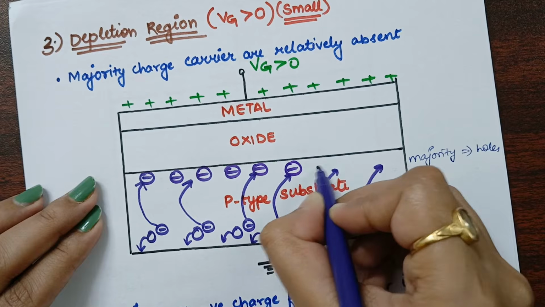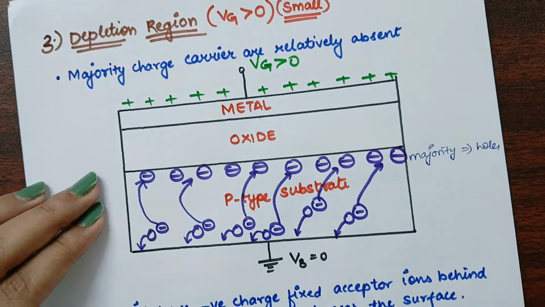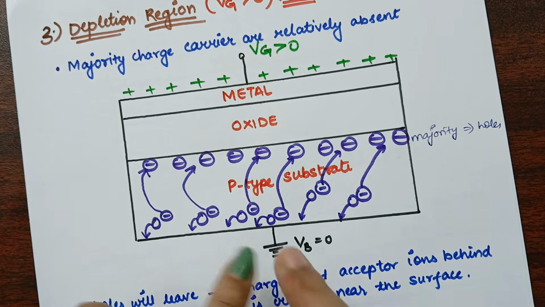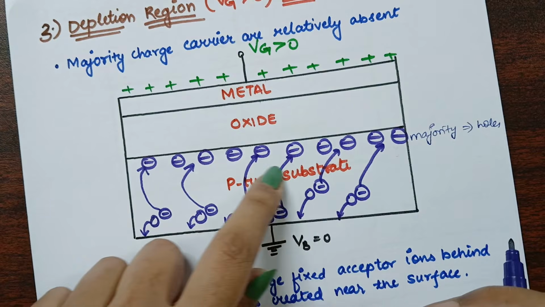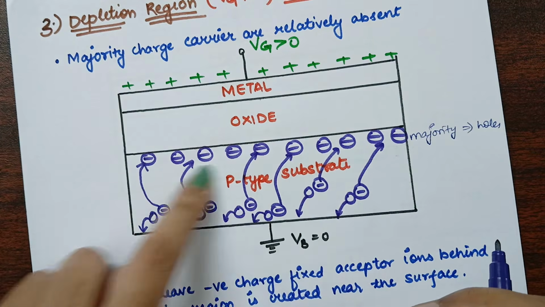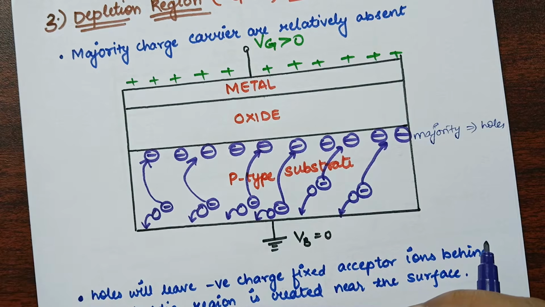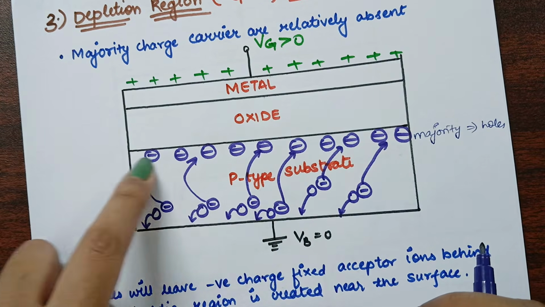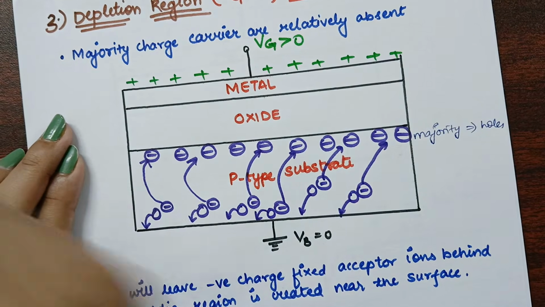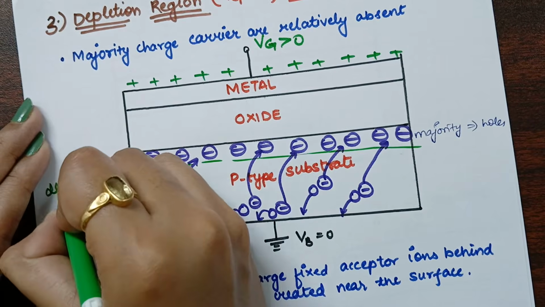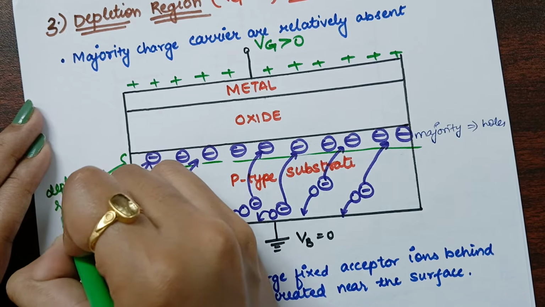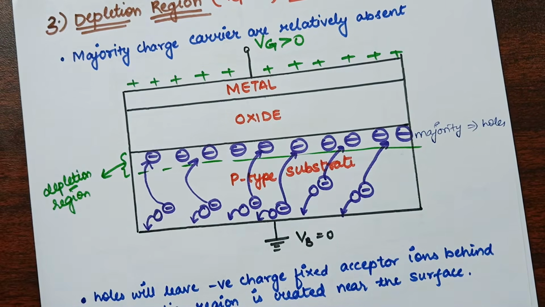So you will observe the negative charge deposited over here. The majority charge carriers in the p-type are holes, but the acceptor ions, the negative charge, will accumulate over here. That is, the majority charge carriers, the holes, are absent in this particular region. So this region is called the depletion region, where the majority charge carriers are absent.